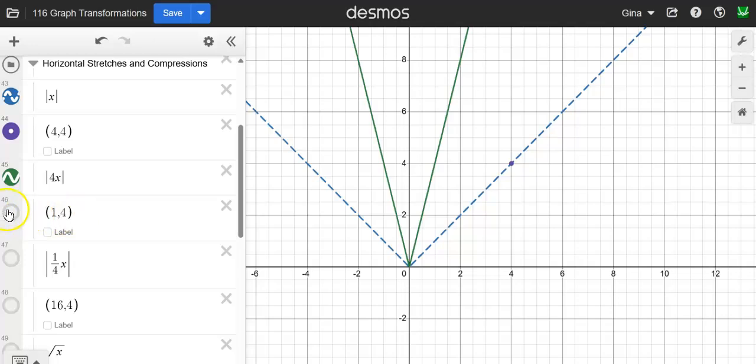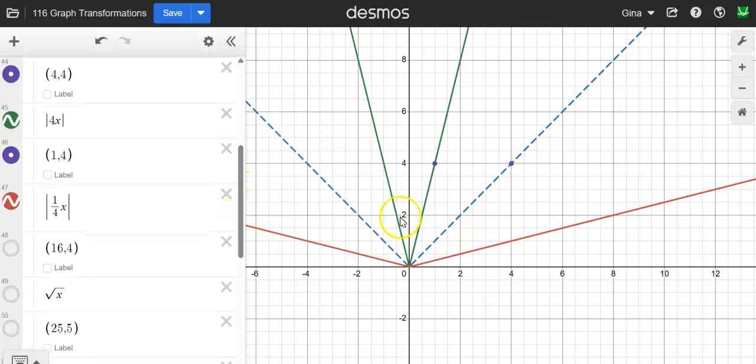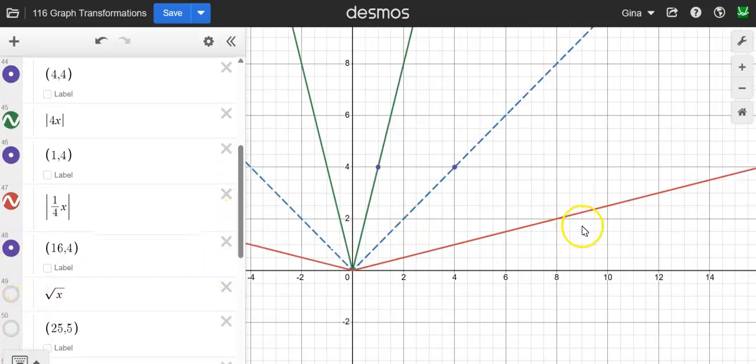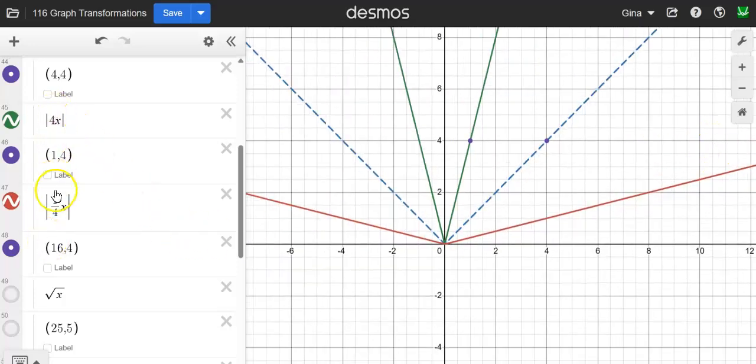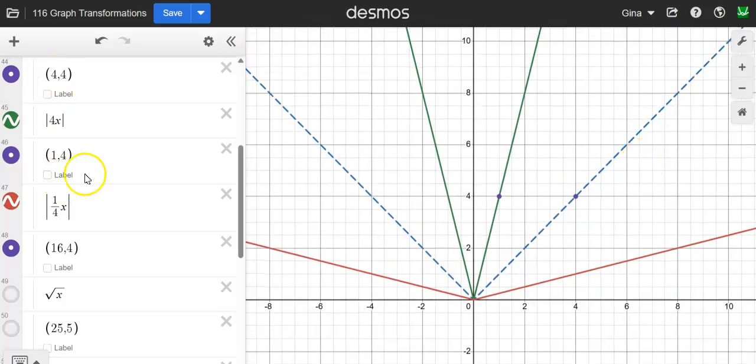The point 1 for input is going to produce the same output. So I don't have to go as far over to get the same output because that graph has been compressed in. Again, the 4 being multiplied on the inside is pushing the graph in, whereas a 1/4 is stretching the graph out to left and right. In this case, to get to the output of 4, I have to go all the way out to 16. So when we multiply by numbers inside a function, it has the opposite impact we would expect. A whole number compresses the graph and a fraction stretches the graph.